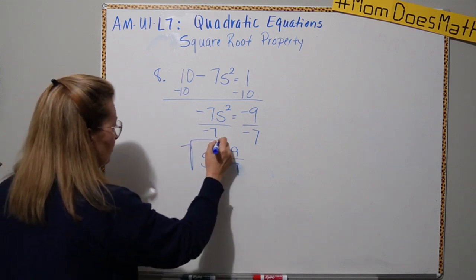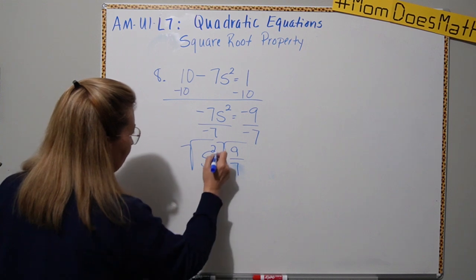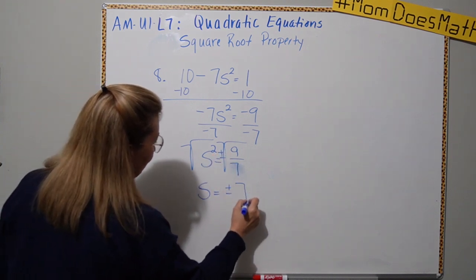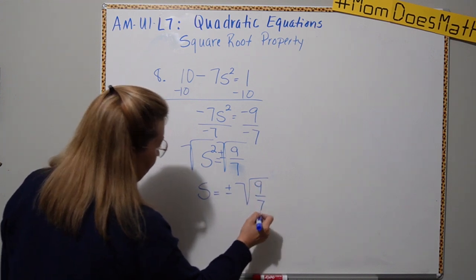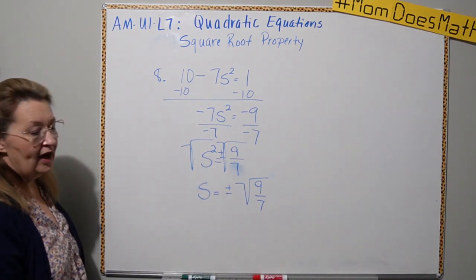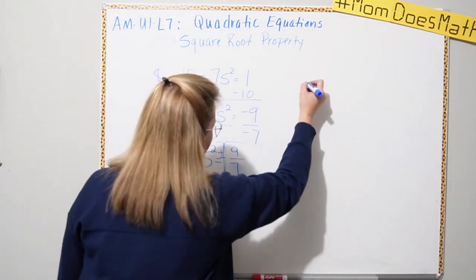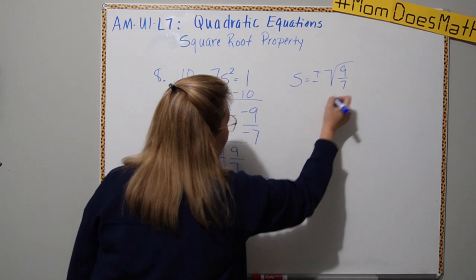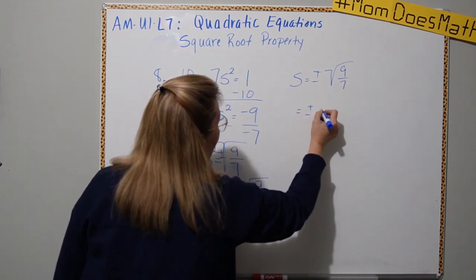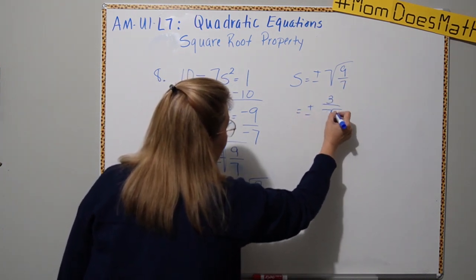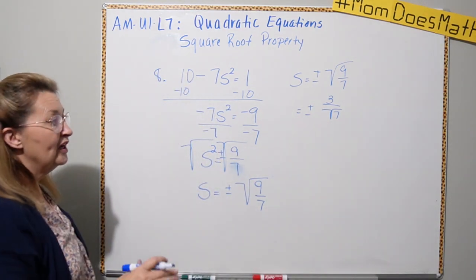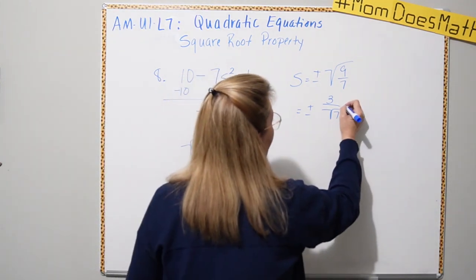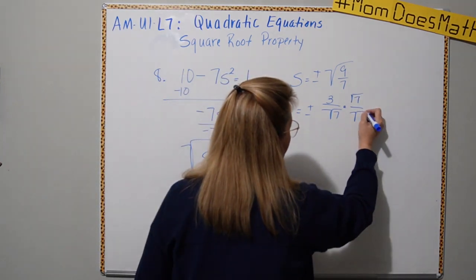Okay, now we're going to take the square root of each side. This looks pretty simple. Don't forget your plus or minus. So I have s is equal to plus or minus square root of 9 over 7. All right, now we need to simplify. Let me bring this over here so I'll have a little more room. What is the square root of 9? Well, that's just 3, but then you have that square root of 7 on the bottom, and we know you need to rationalize that denominator. So how do you do that? You're going to multiply by square root of 7 over square root of 7.